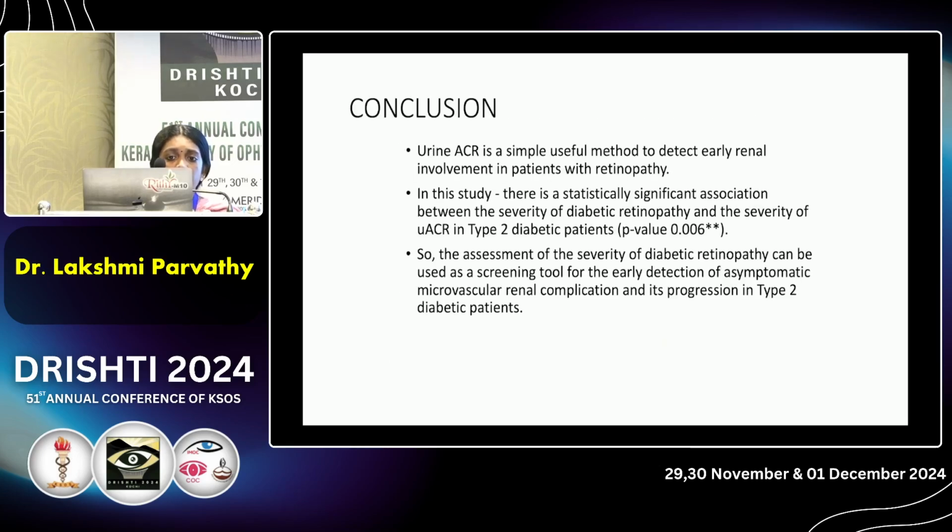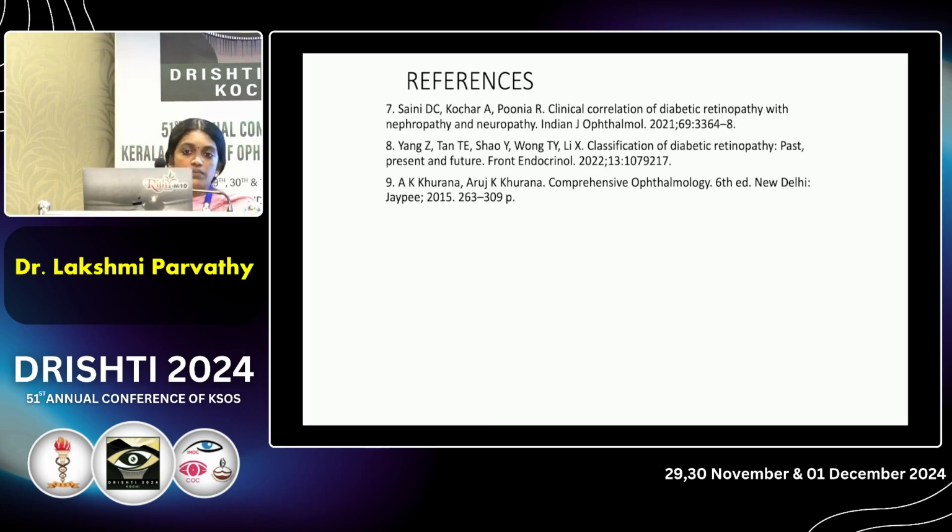To conclude, urine ACR is a simple useful method to detect early renal involvement in patients with retinopathy. There is a statistically significant association between severity of diabetic retinopathy and severity of UACR in type 2 diabetic patients. So, assessment of severity of diabetic retinopathy can be used as a screening tool for early detection of asymptomatic microvascular renal complication and its progression in type 2 diabetic patients. Sir, my reference. Thank you.